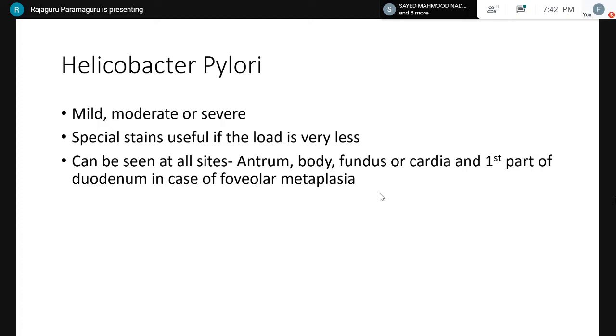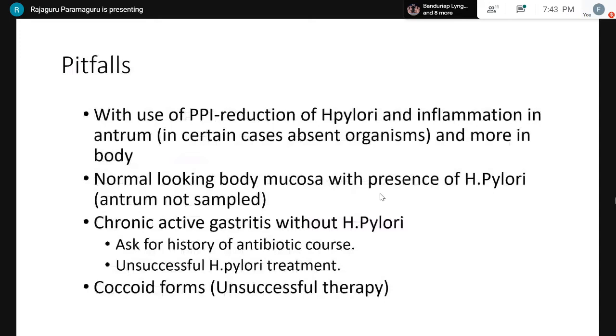I have not worked with the H. pylori IHC. And the H. pylori organism can be seen at any site of the stomach. It is commonly seen in the antrum, but can also be seen in the fundus, body, the cardia, and even the first part of the duodenum if there is foveal metaplasia due to increased acid secretion. The main problem is when it comes to identifying H. pylori. Whenever it is there in the antrum with active inflammation, it is so simple.